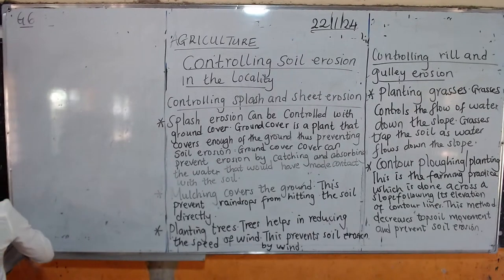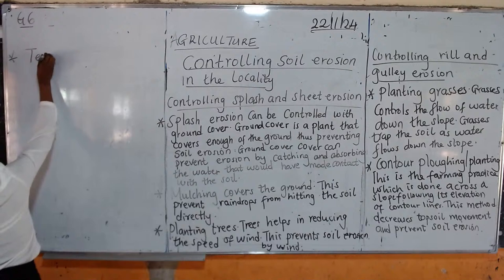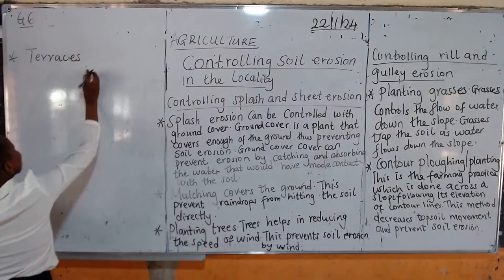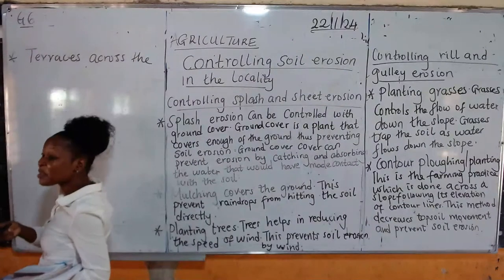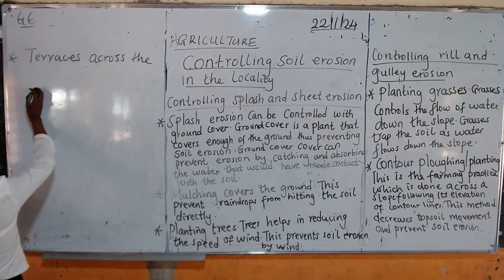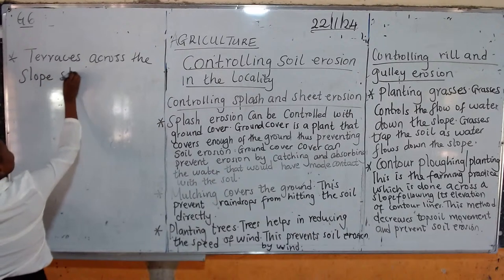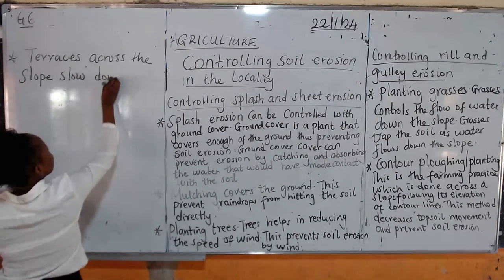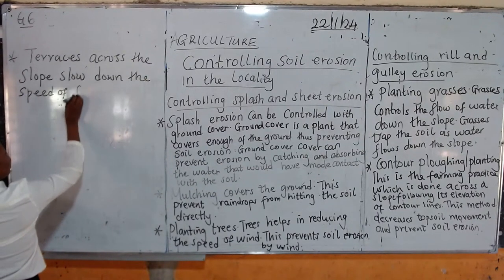We have terraces. Our third method, terraces across the slope. Terraces across the slope slow down the speed of flowing water.